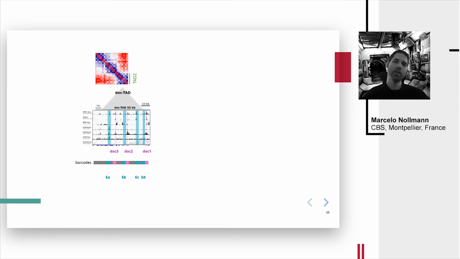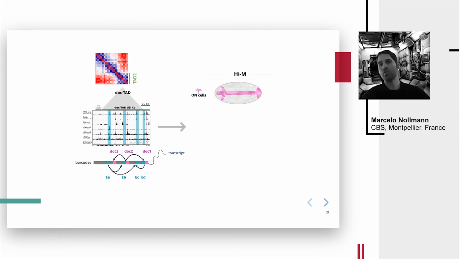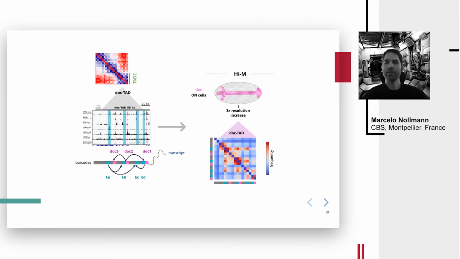Right? And the question, of course, is, can we detect the interactions between these cis-regulatory elements, and can we correlate these interactions to the presence of a transcript? So to do this, we need to do 2 things. First, of course, as before, we need to concentrate only on the cells that are expressing DOC. So for this, we look at the pattern of expression of DOC, and we select only these cells. And we need to increase the resolution of this Hi-M map by about 3-fold in order to have enough resolution to differentiate these regulatory elements. And so when we do these 2 things, we get the matrix for the DOC-TAT that I've shown you before, and this looks like this.